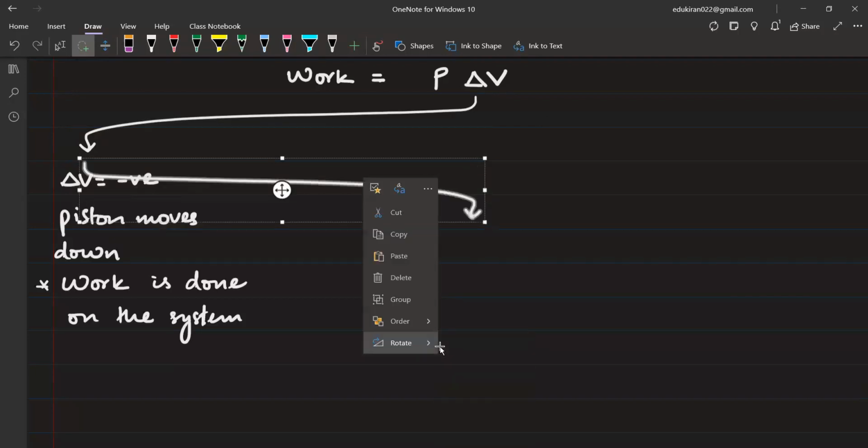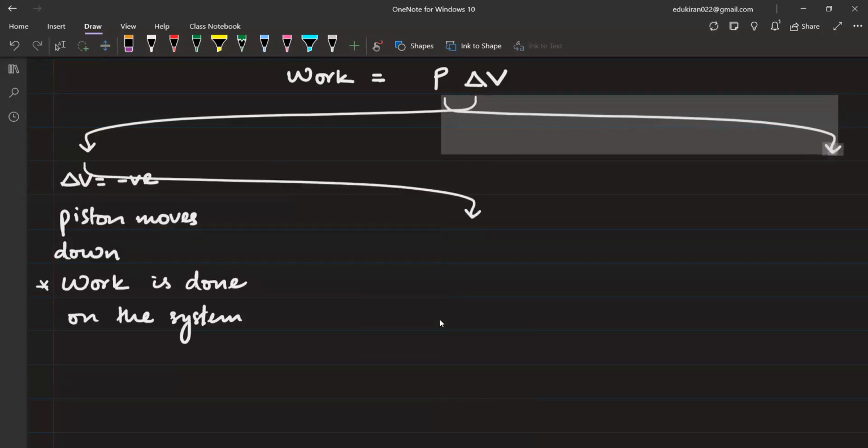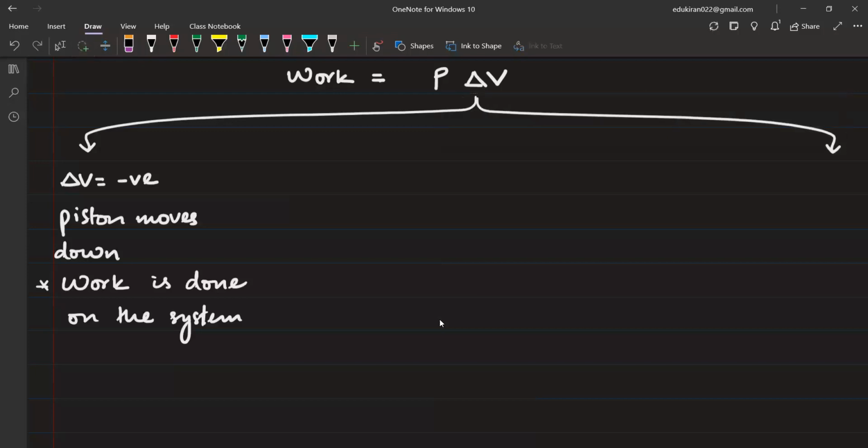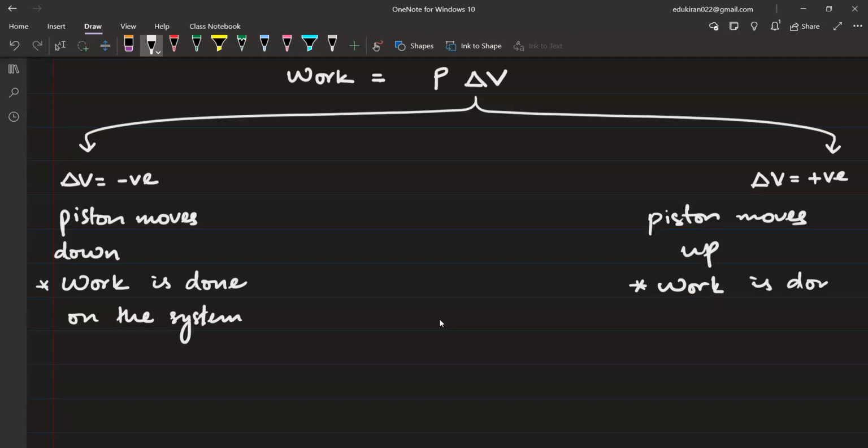Similarly, see another thing: when delta V is equal to positive, the volume is increasing, so the piston is moving up. In this case work is done by the system. Got it? Right.